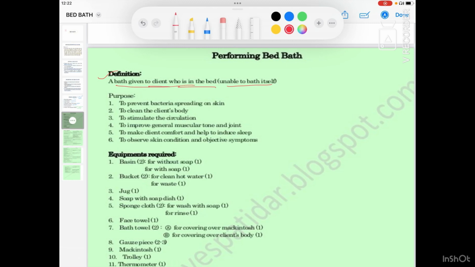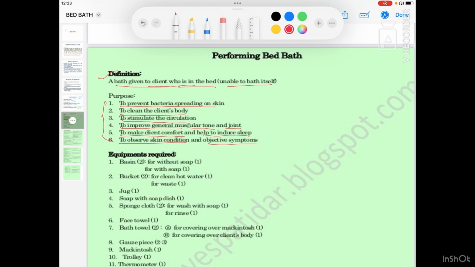So that is called a bed bath, a bath given to the patient who is in the bed. Okay, what are the purposes? To prevent the bacteria spreading on skin, as there are a lot of bacteria on the skin. And to clean the client's body and to stimulate the circulation, to improve the general muscular tone and joint, to make the client comfortable and help to induce sleep. After bath they will feel sleepy. Also to observe skin condition and objective symptoms. Is there any disease or skin infection? These are the things we can identify by seeing.